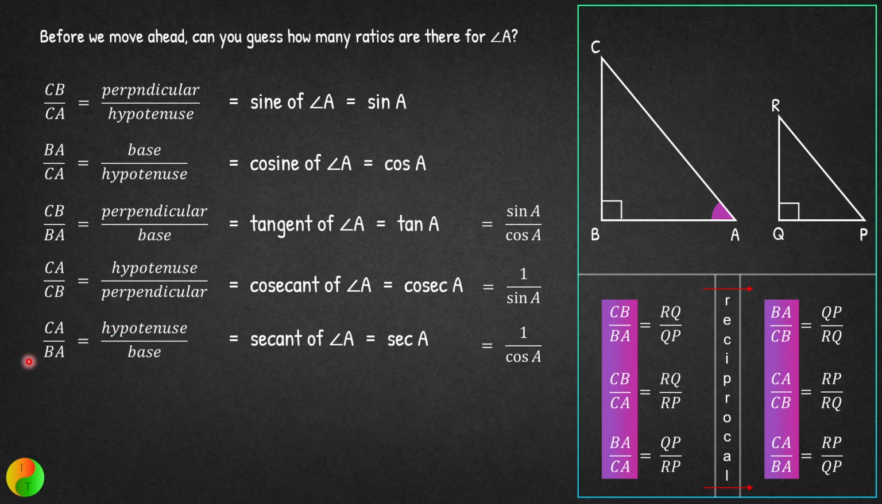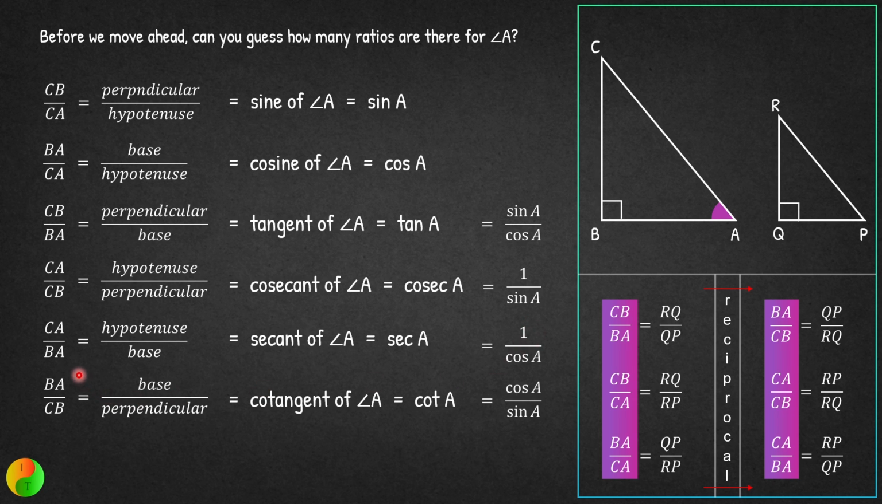Similarly, CA upon BA, which is the ratio of hypotenuse to base for angle A, is called secant of angle A, or simply called sec A. This is the reciprocal of cos A, so sec A is equal to 1 upon cos A.